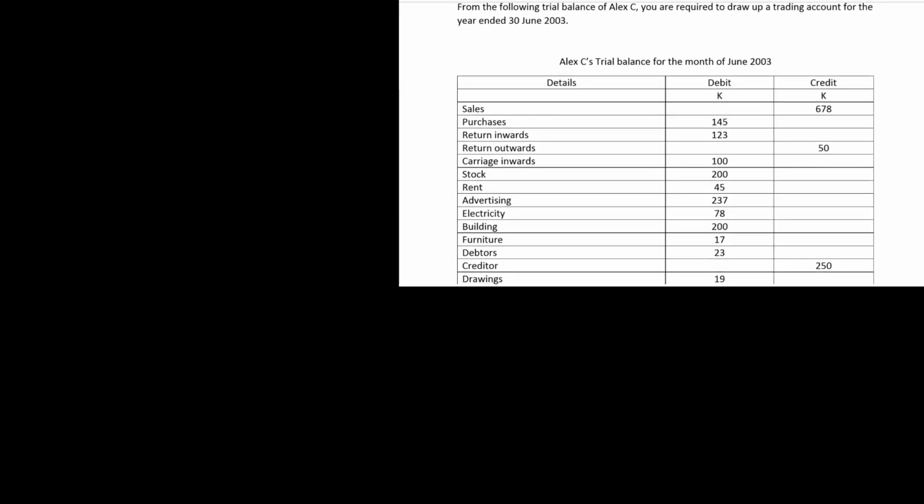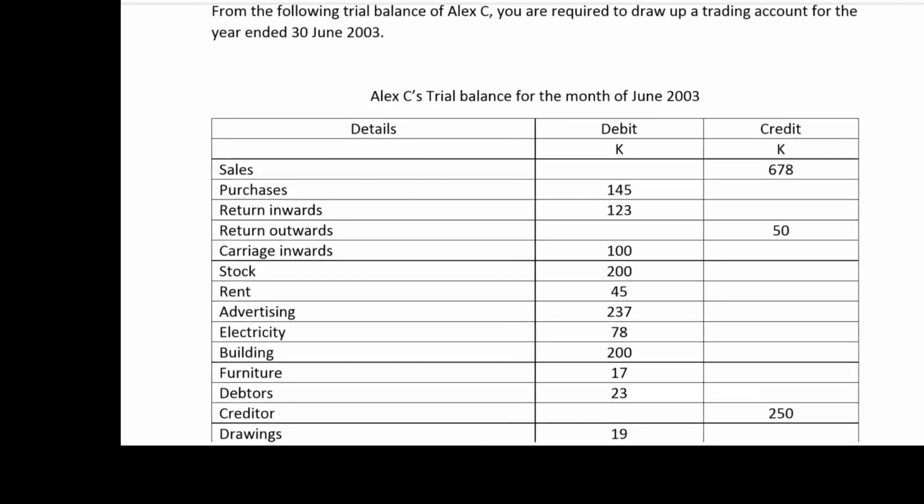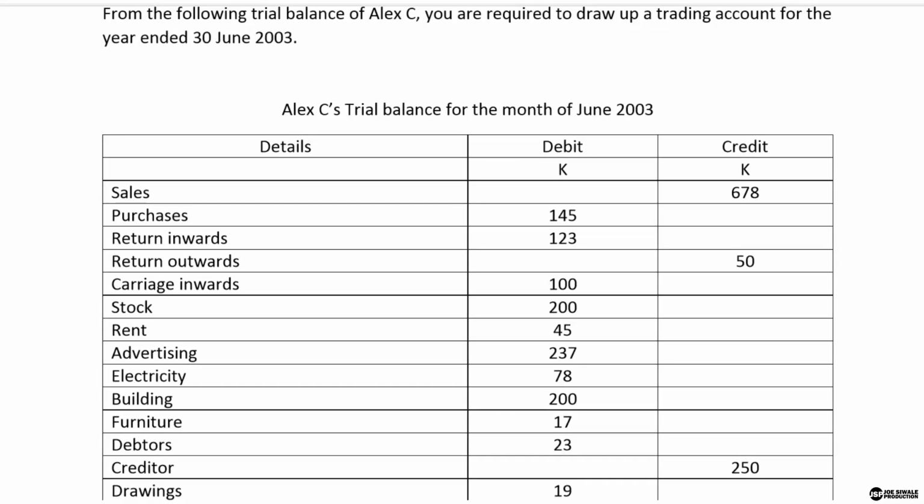So we have sales amounting to 678. We have purchases amounting to 145. We have returns inwards amounting to 123. We have returns outwards amounting to 50. We have carriage inwards amounting to 100. We have stock amounting to 200. We have rent amounting to 45. We have advertising amounting to 237. We have electricity amounting to 75. We have building amounting to 200. We have furniture amounting to 17.